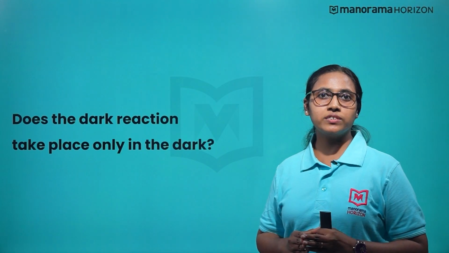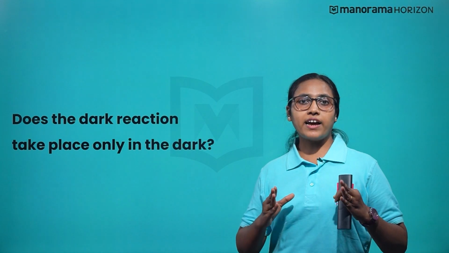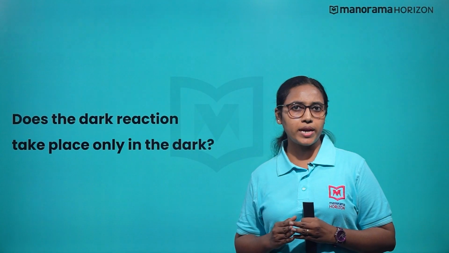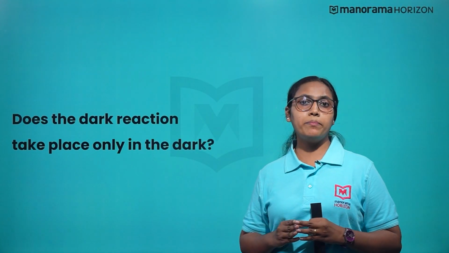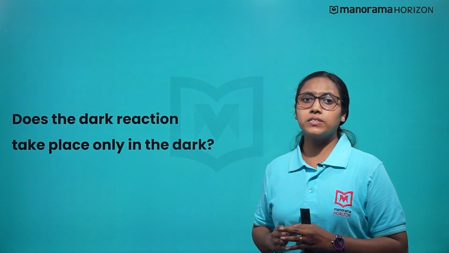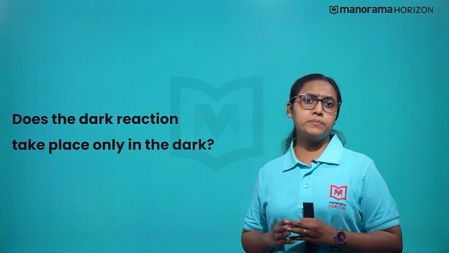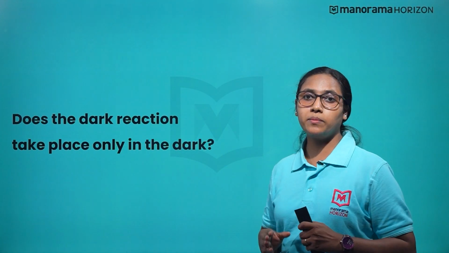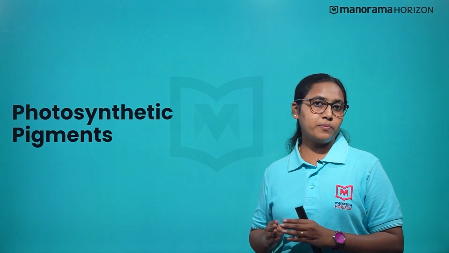Does the dark reaction take place only in the dark or all times of the day? Dark reaction is independent of light and occurs both in the daytime and at night time. It is named dark reaction to complement the name light reaction. As discussed above, solar energy is trapped during the light reaction. What helps in the trapping of solar energy? Yes, the photosynthetic pigments. Chlorophyll is the photosynthetic pigment that helps in trapping of solar energy.